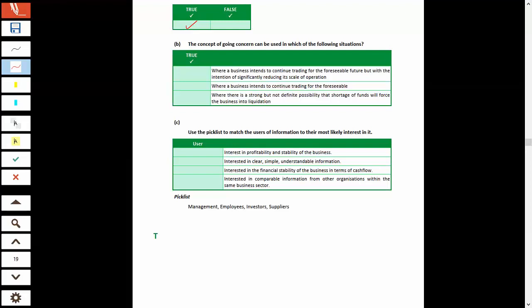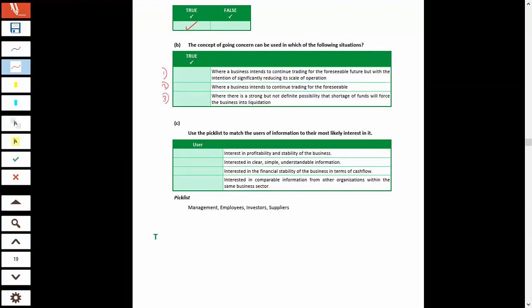So number one, where a business intends to continue trading for the foreseeable future, but with the intention of significantly reducing its scale of operation. We've got number two, where a business intends to continue trading for the foreseeable future. And then we've got number three, where there is a strong but not definite possibility that shortage of funds will force the business into liquidation.